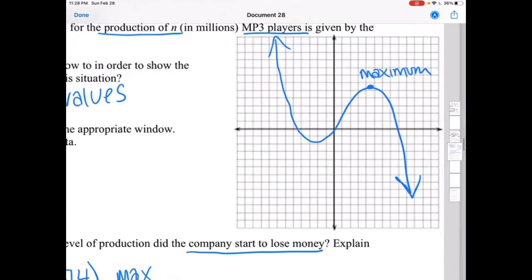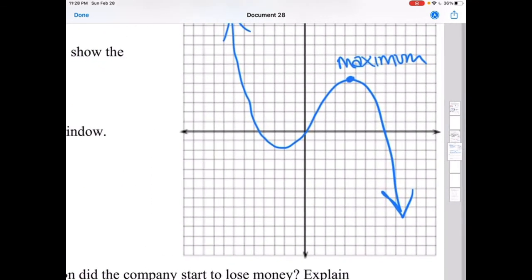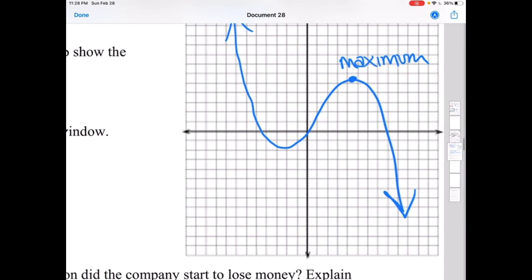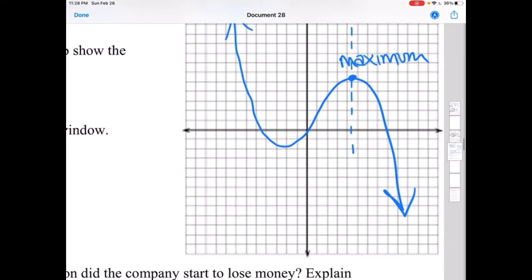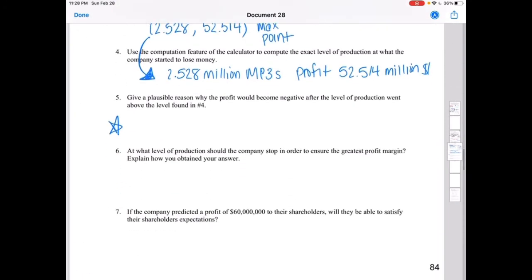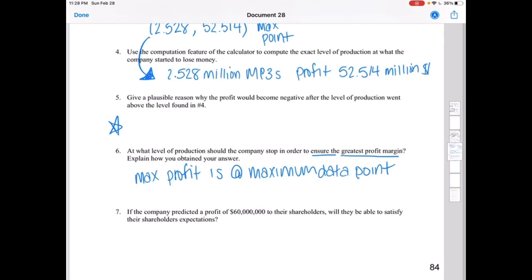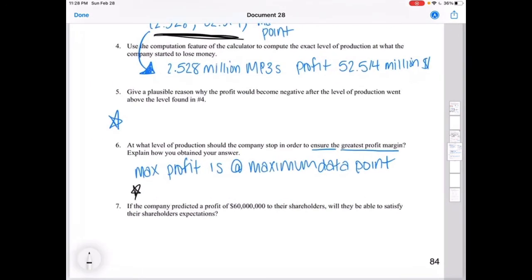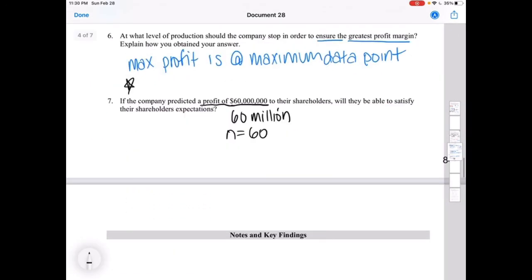So looking back to this graph, again, we hit our maximum point, and then we started decreasing. So why would we, instead of decreasing our profits and our production, not stay at this exact level of production and profit? That was our maximum profit anyway. So I know that at this point, I should stop. And I'm just going to underline this and put a little star here just to not have to rewrite it again. Then it asks, if the company predicted a profit of $60 million to their shareholders, will they be able to satisfy their shareholders' expectations?